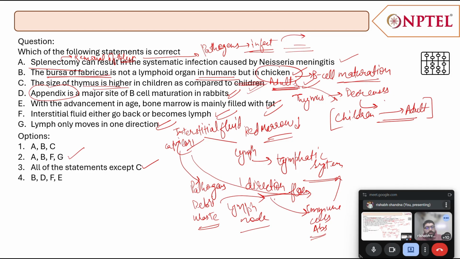So all of the options are correct. Option 3, the statement that was wrong, so all of these statements are correct, so option 3 is correct. Any doubts in this particular question?